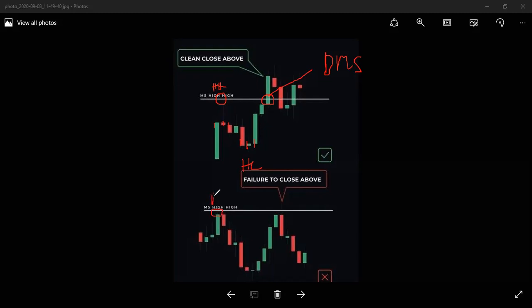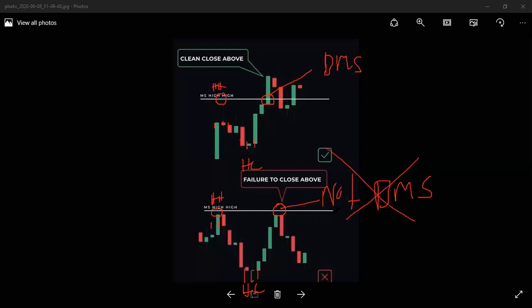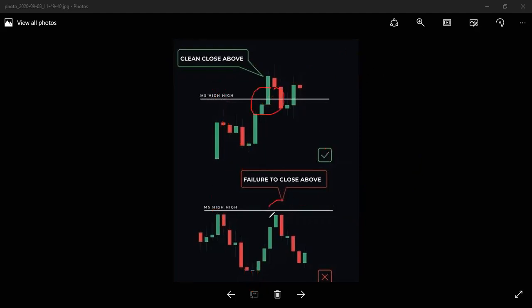Now let's look at down here. We have a higher high here, 1, 2, 3. Then a higher low, 1, 2, 3. And then we have this. So this is not a BMS. You should take note of this. There is a wick here. That's a wick of the candle. So this is not a BMS. I want you to remember this. So this is a BMS, and this one is not a BMS.